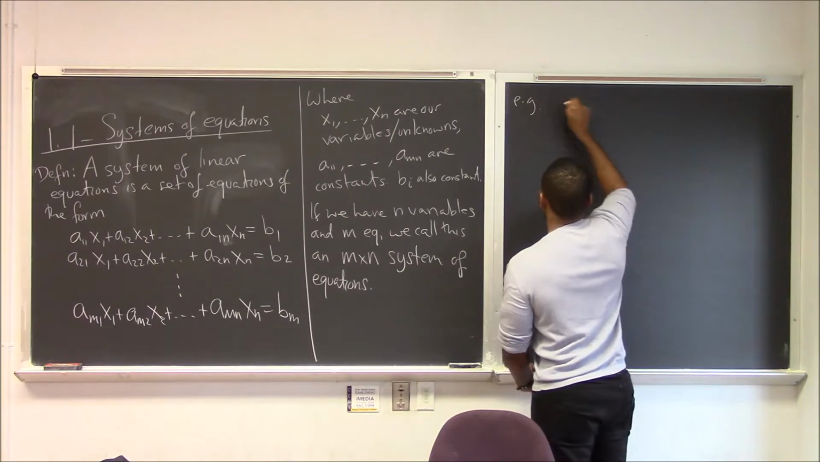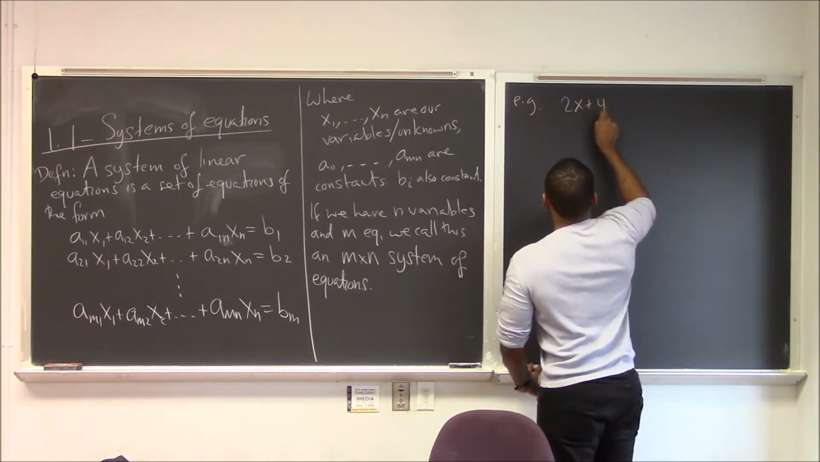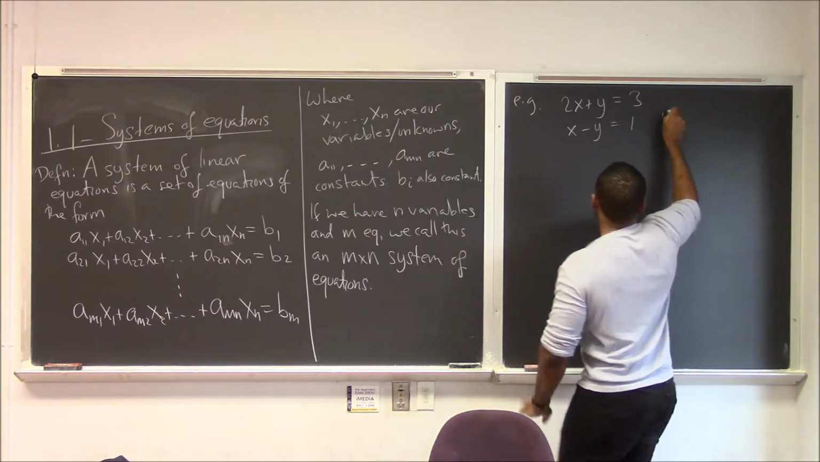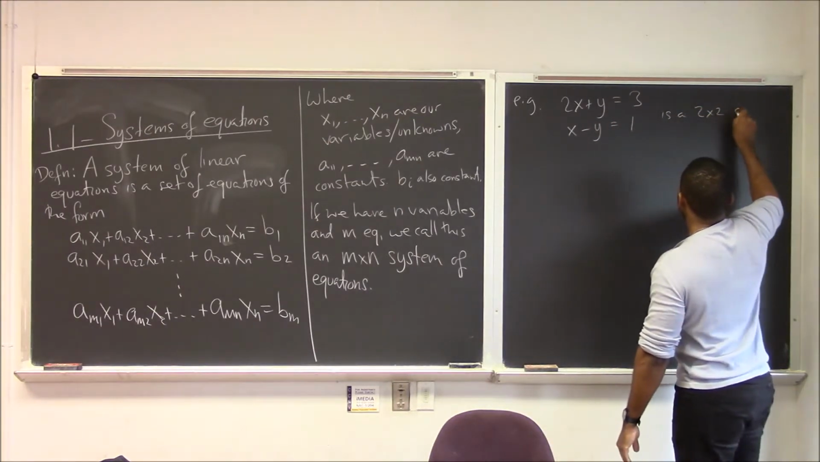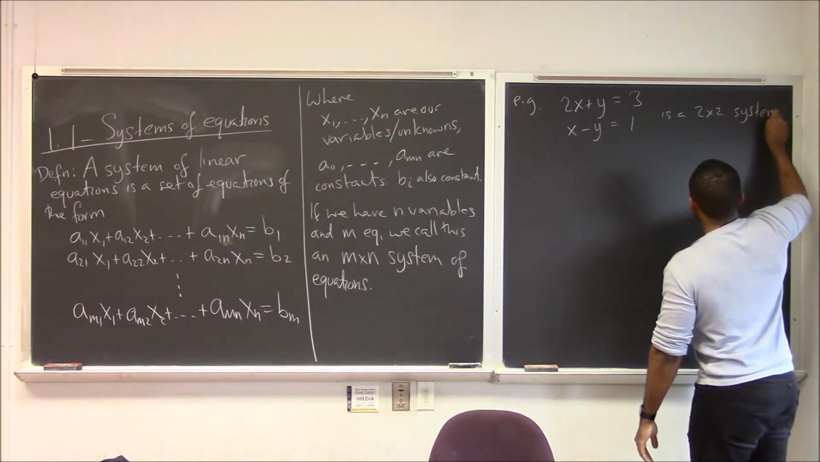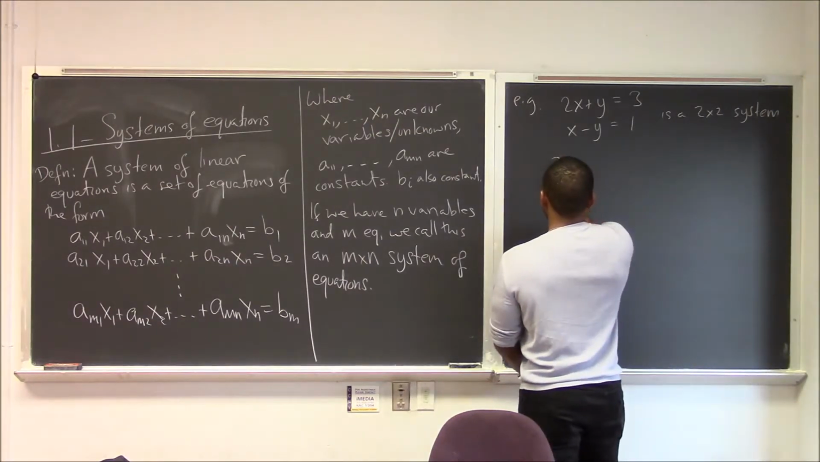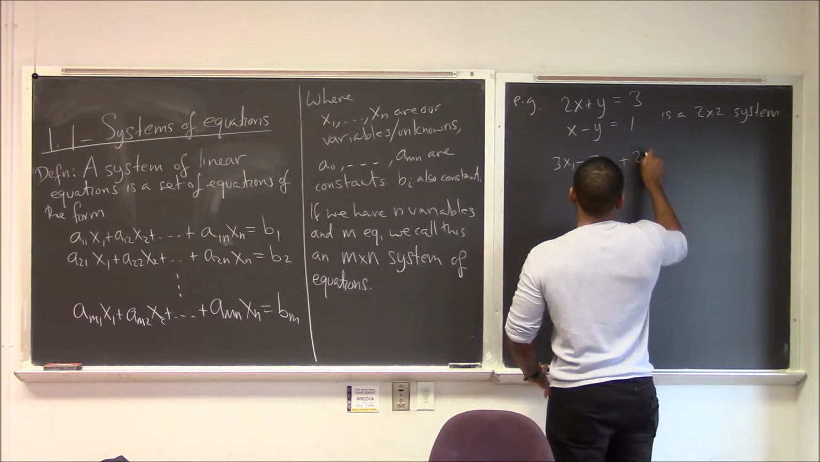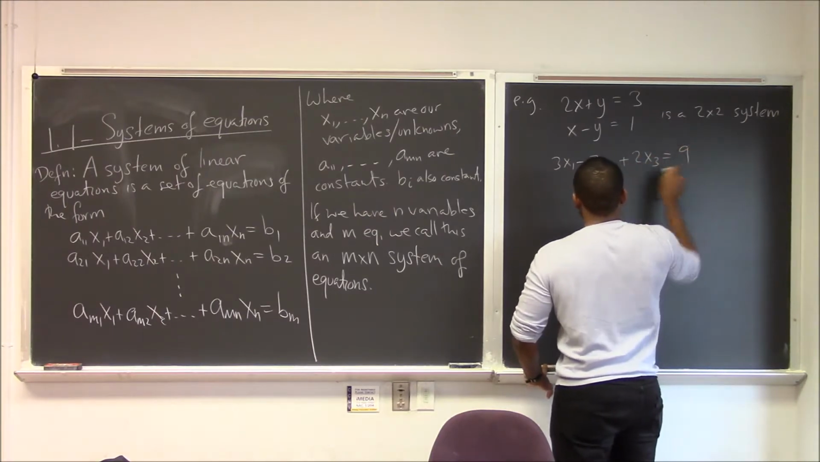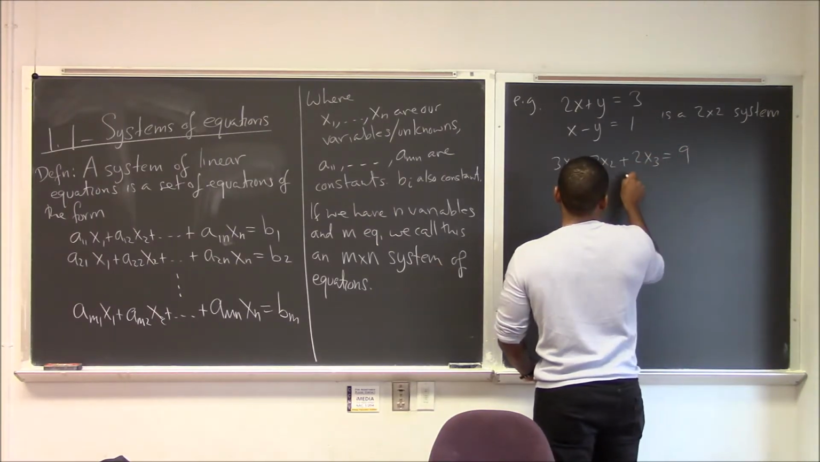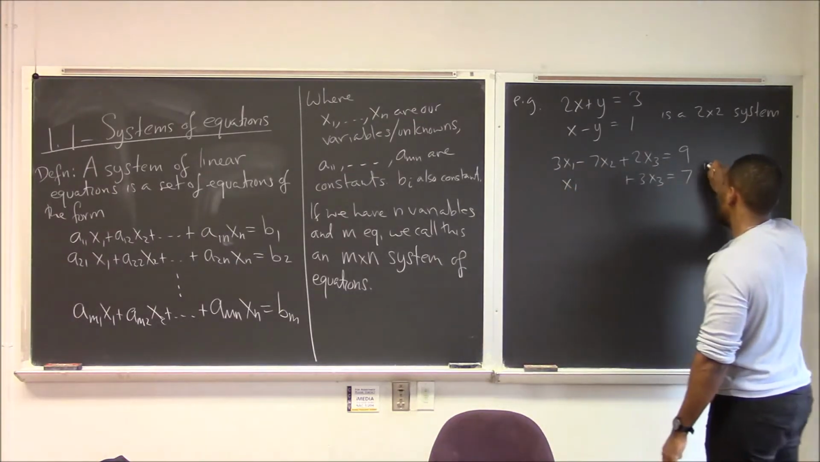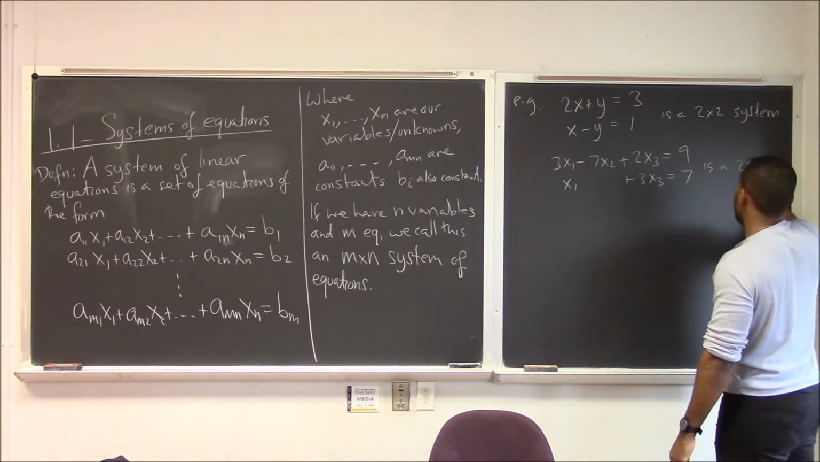So we can have an example. x plus y equals 3, x minus y equals 1 is a 2 by 2 system. Or you can have 3x1 minus 7x2 plus 2x3 equals 9, and x1 plus 3x3 equals 7, which is a 2 by 3 system.